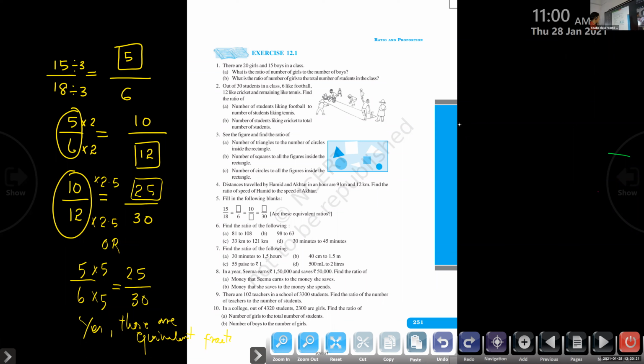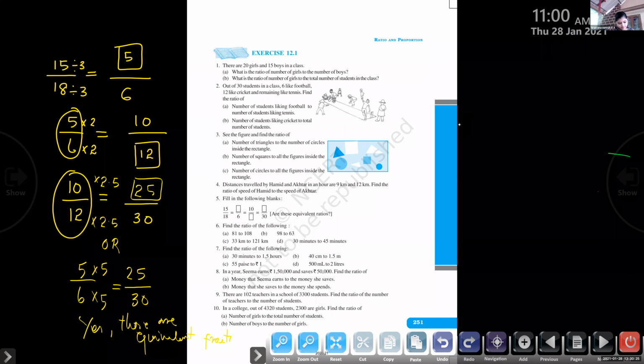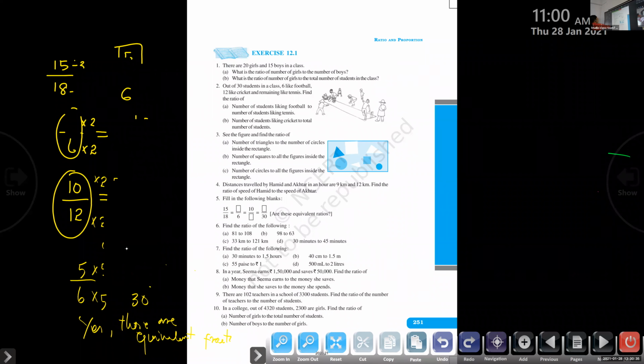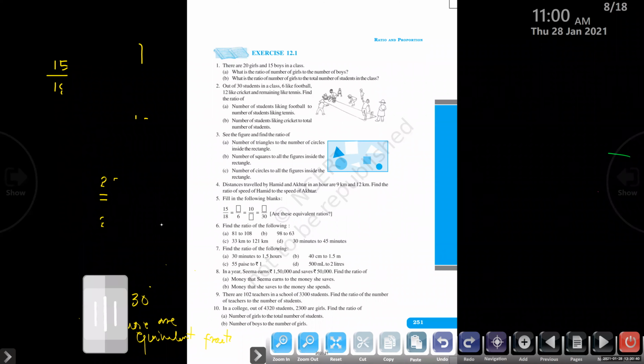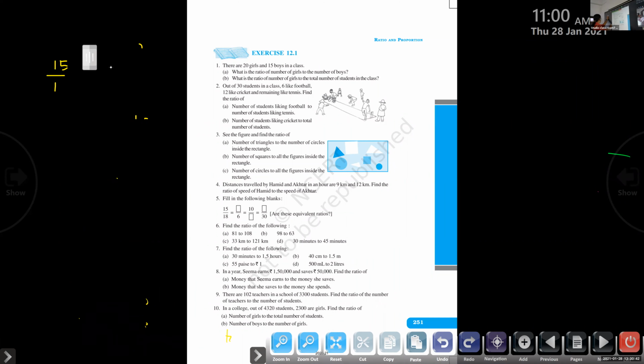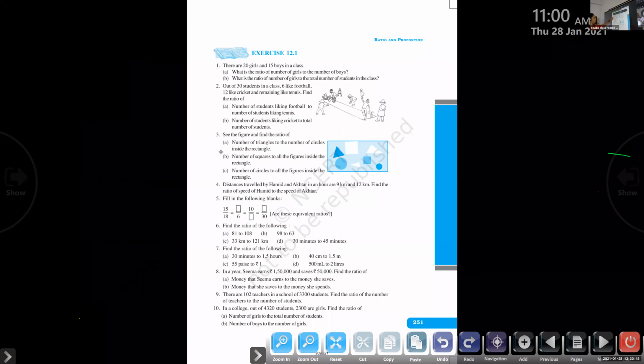Okay, children, now shall we discuss the 6th and 7th question? Yes, ma'am. Find the ratio of the following: 81 to 108. So children, you don't come to the conclusion whether they are equivalent fractions. Go and check with the other fraction also, equivalent fraction also.